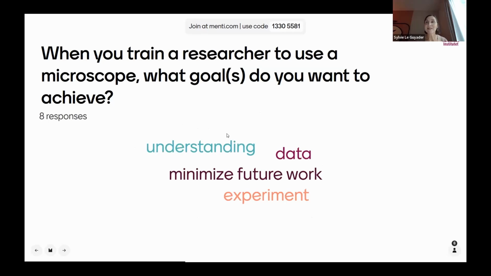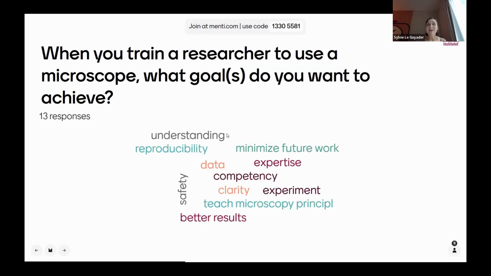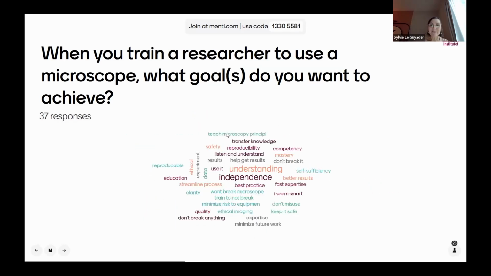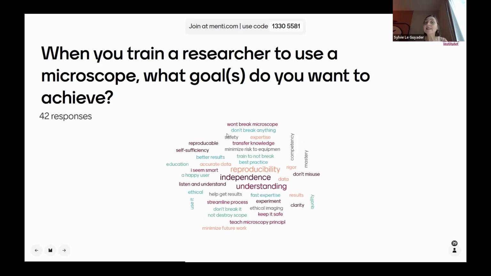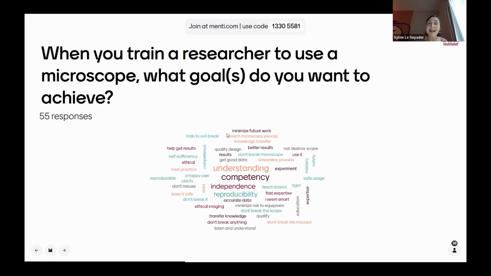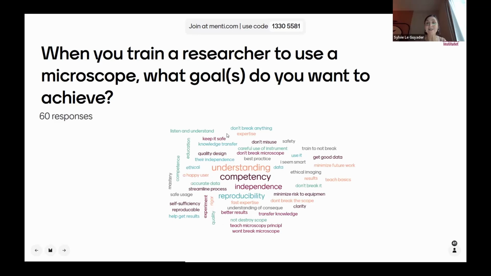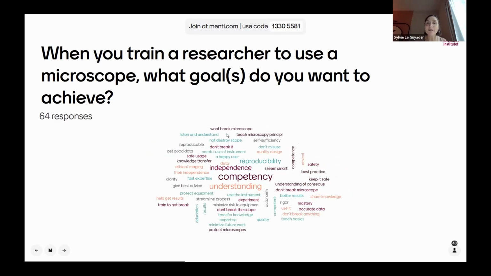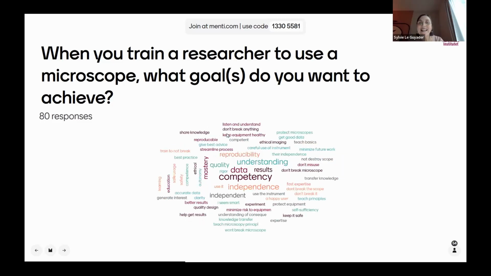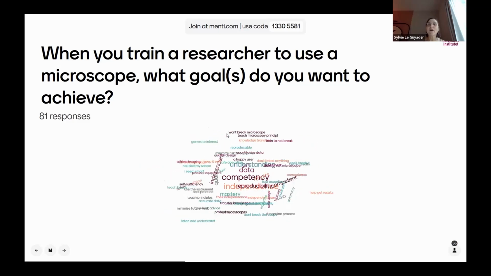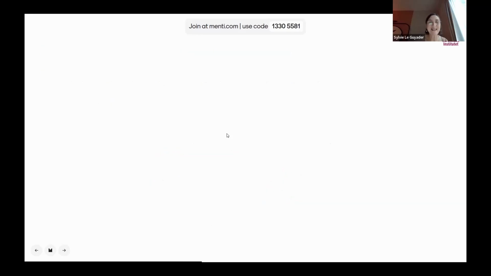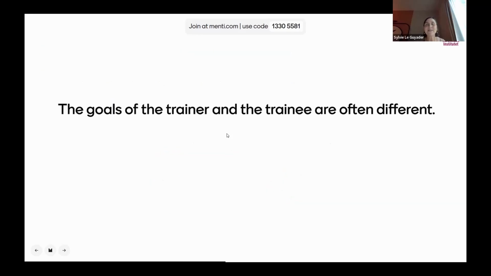All right, so we have immediately some stuff coming up. We want to minimize future work. I understand that. We want to teach microscopy principle. We'd like to get them to produce reproducible data. We would like them to be competent, and we would like them to be independent. These are those that show up. We want them to understand, right? So lots of words there. It's super cool that you're answering so quickly. And clearly, we're asking for competency and independence. So thank you very much.